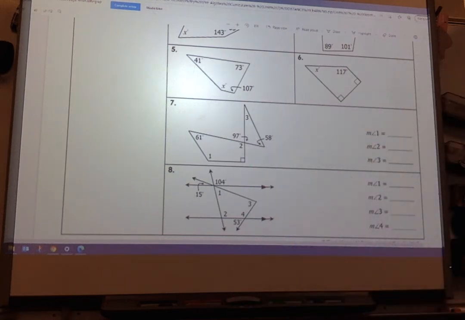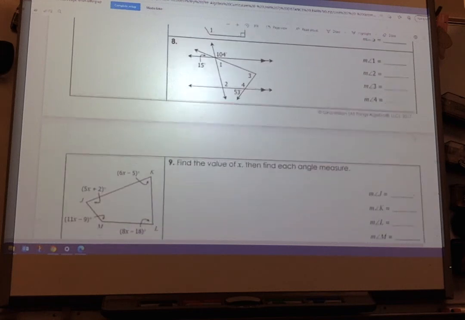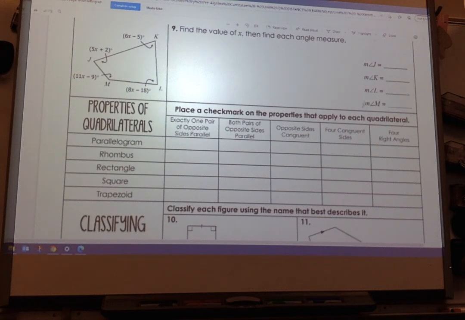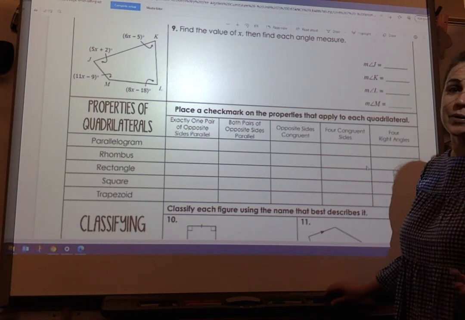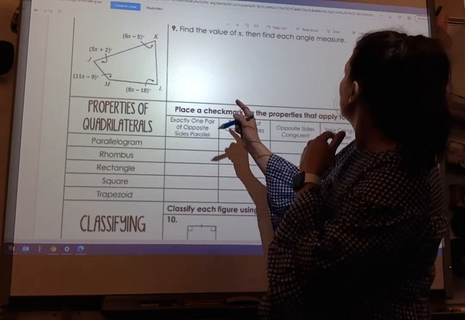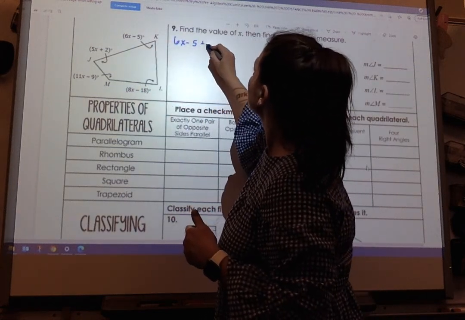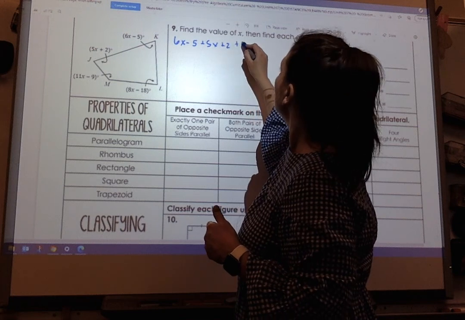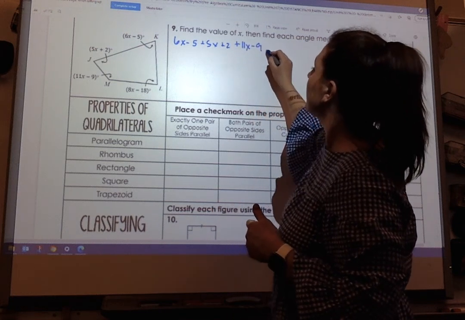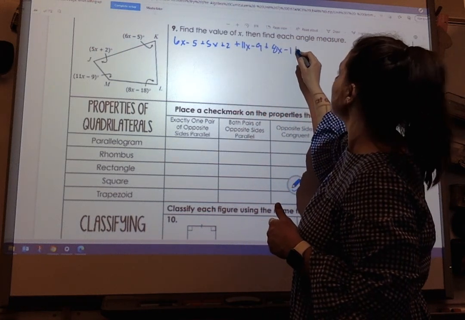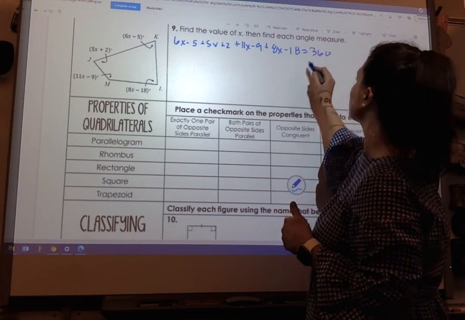If you flip over to the next page, so on this one, it's the same thing, except now we just have variables and constant terms. You're still going to add them all up. 6x minus 5 plus 5x plus 2 plus 11x minus 9 plus 8x minus 18 all equals 360 degrees.